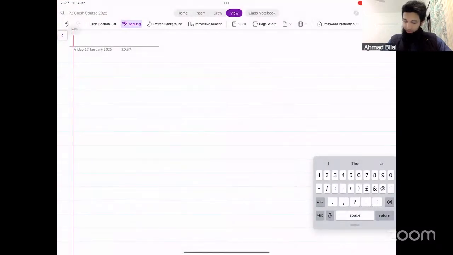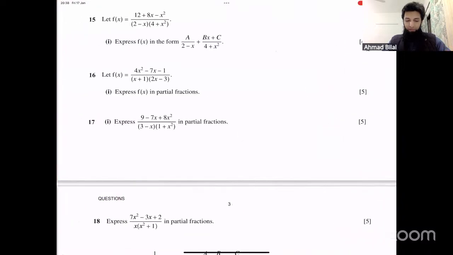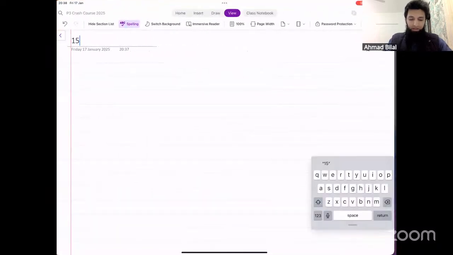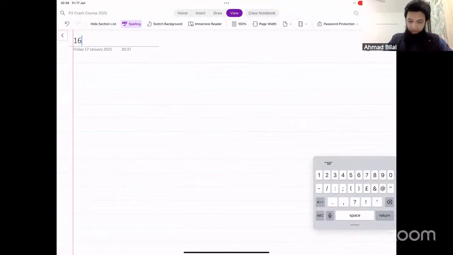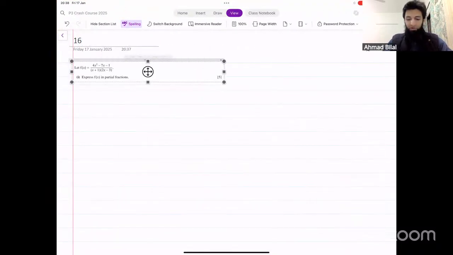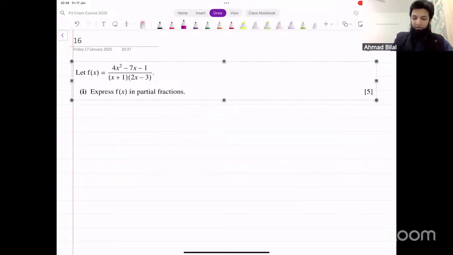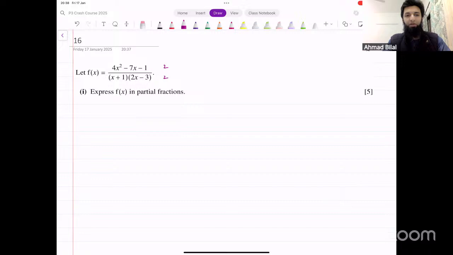This is question number 16 from the worksheet. Now, whenever you're finding partial fractions, the first thing you always have to do is figure out if it's a proper fraction or an improper fraction. That's the first thing you always do. So in this case, the degree of the numerator is 2. The degree of the denominator is also 2. Is it a proper fraction or an improper fraction? It's an improper fraction. That means the form that you use is going to have an additional constant.